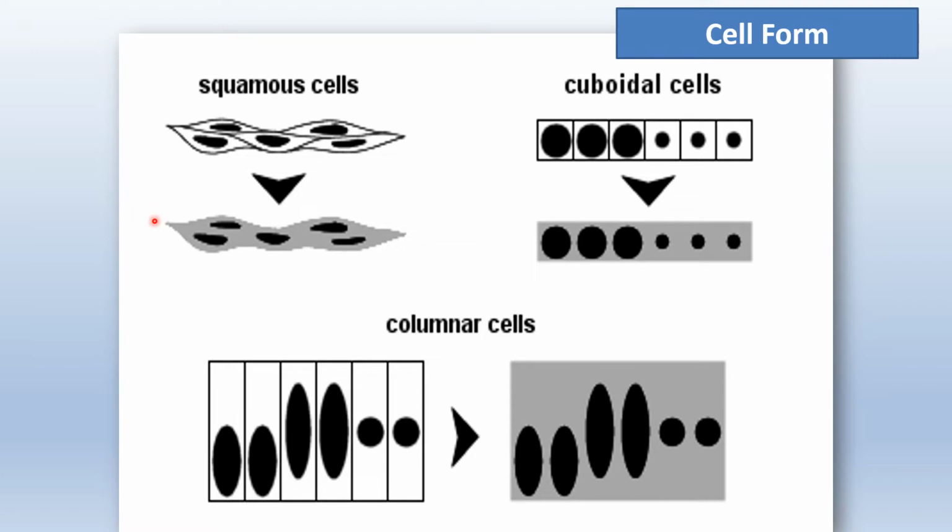This image shows a squamous cell having a squamous cell nucleus in the middle, and this image shows a cuboidal cell having a round cell nucleus in the center. The cuboidal cell has equal sides like this, so they are square shaped. And the last is the columnar cell. Columnar cell has an oval nucleus in the middle or in the basal of the cell. And the columnar cell has a long side and a short side, so it looks like a rectangle.